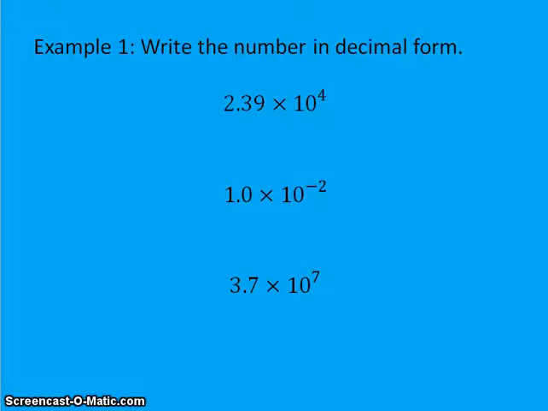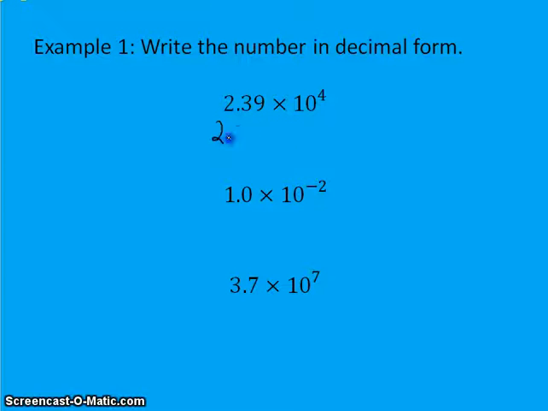So let's first look at the first example, which is to take numbers out of scientific notation and put them into regular numbers. So this times 10 to the 4 is really times 10,000. But there's a shortcut. The 4 here represents how many times we have to move the decimal to the right. When it's positive, we move to the right. In the second example, when it's negative, we move to the left.